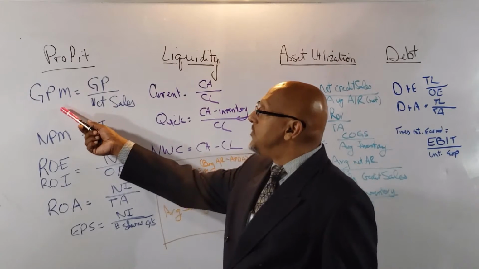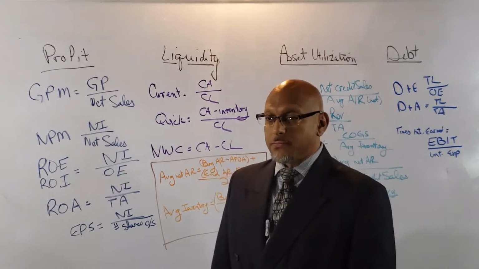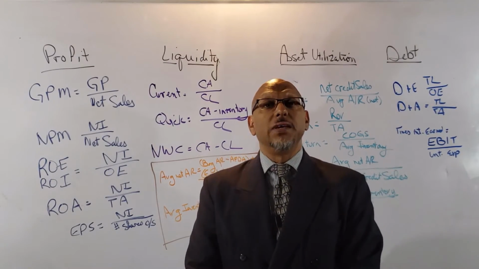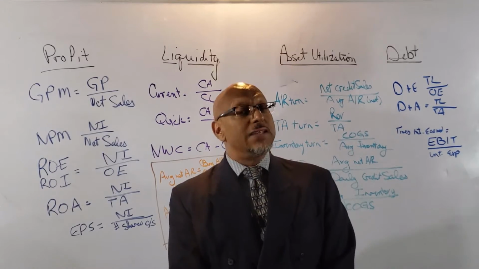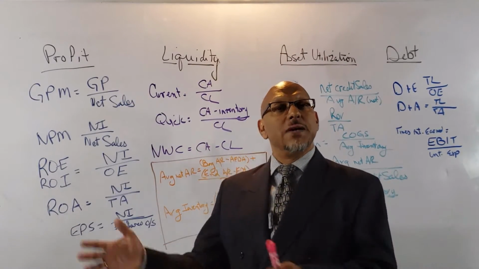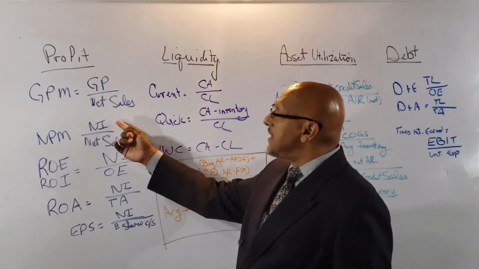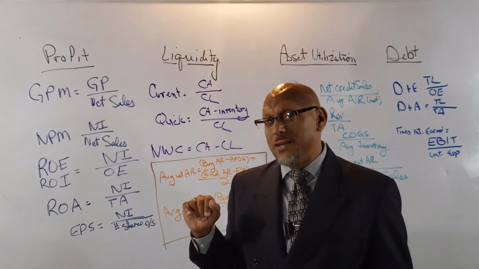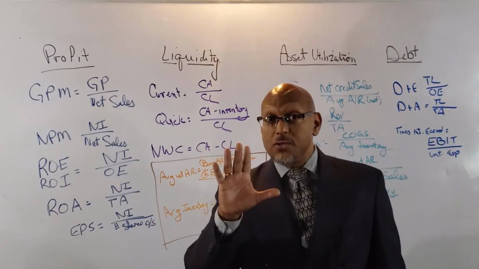Remember, GPM stands for gross profit margin. The gross profit margin is simply the gross profit divided by the net sales. Remember what net sales are, and you know that gross profit is net sales minus cost of goods sold. Net profit margin is the net income divided by that net sales, or revenue. If you don't know what the net sales are, revenue is good enough.